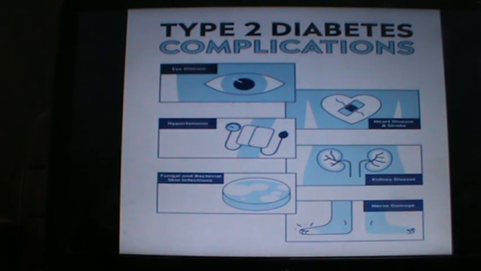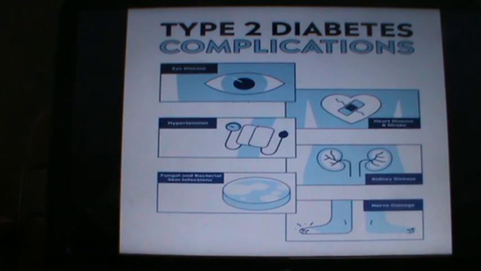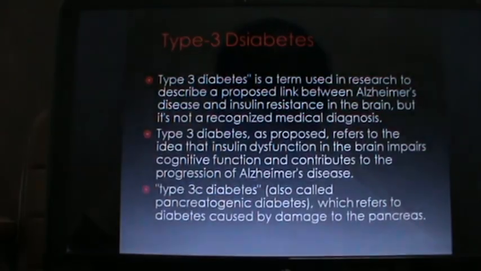These are some of the complications which can occur because of the presence of type 2 diabetes. These are eye diseases, hypertension, skin infection, heart diseases and stroke, kidney diseases, and nerve damage.